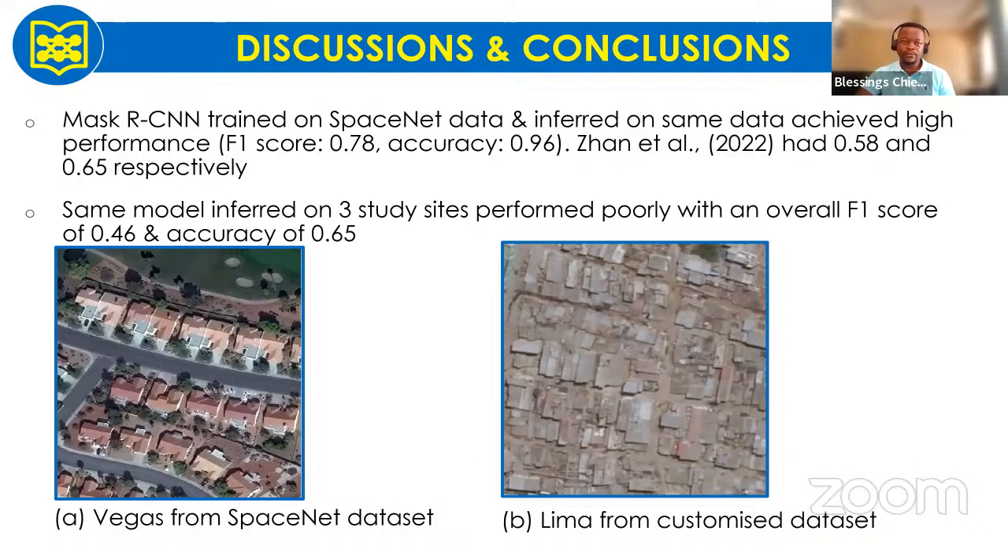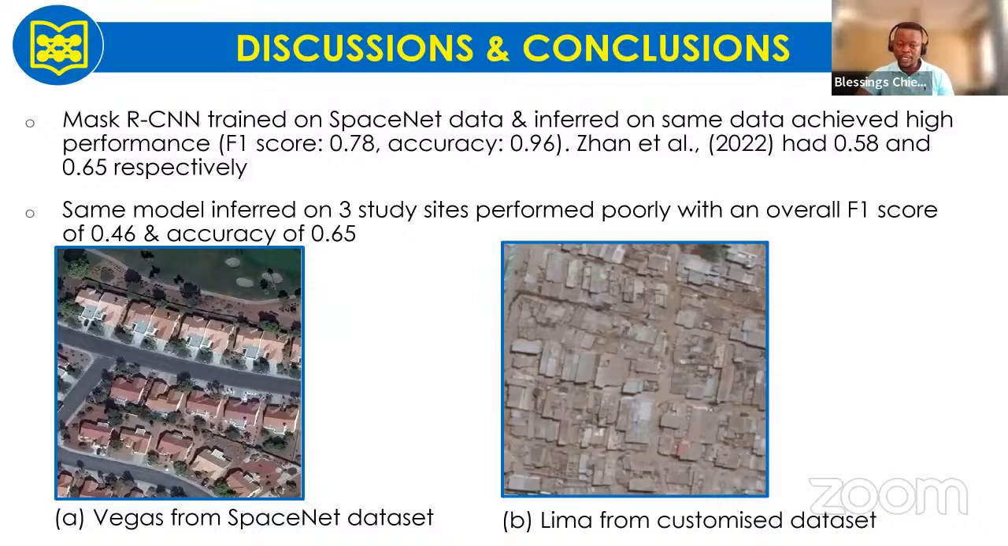What can we make of these results? The Mask RCNN trained on SpaceNet data, and in fact tested on the same data, achieved a high performance. When I trained the model on SpaceNet and just split the same SpaceNet data into a training data set and an inference data set, it performed very well with an F1 score of 0.78. And this result is even better than what other studies have found before. But when I took the same model and inferred it on my field study sites, which are unplanned and mostly in low-income countries, the same model performed poorly with a 0.46 F1 score and an accuracy of 0.65.